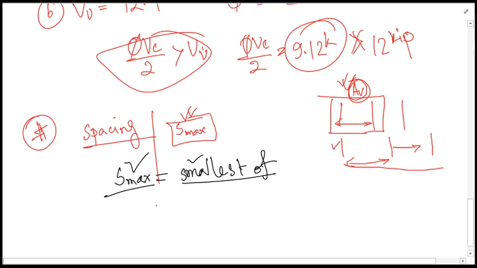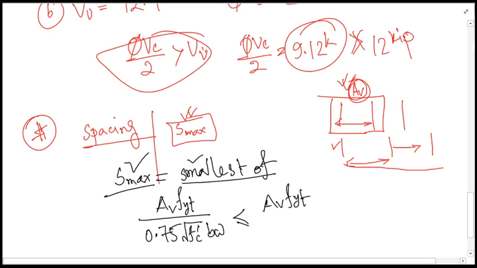What is the first one? That is the formula: Av fyt divided by 0.75 root fc prime bw, which must be less than or equal to Av fyt divided by 50 bw. So this is the first condition.